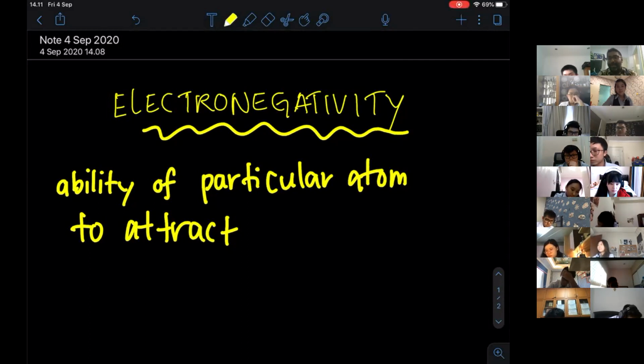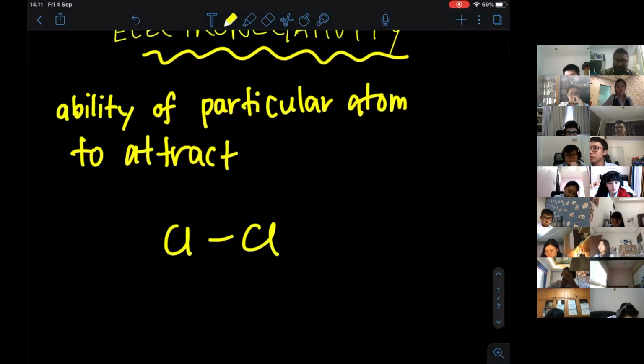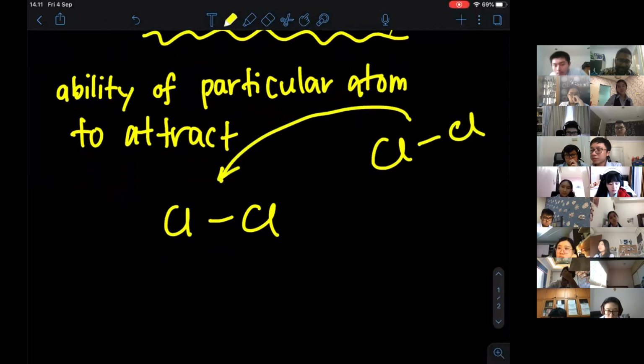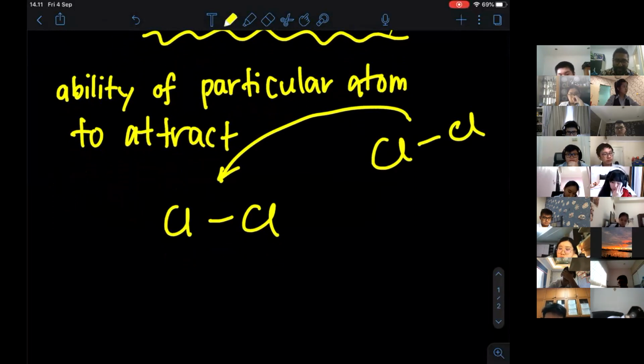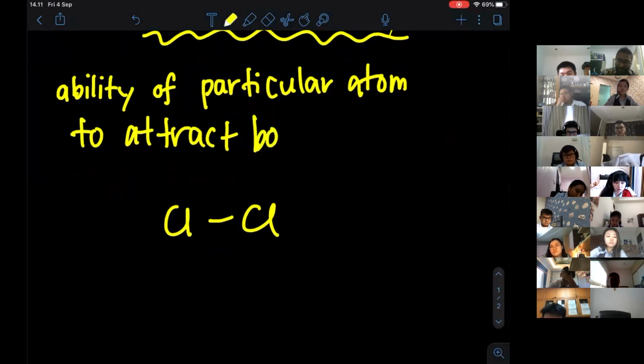Do remember, when we say electron from other atom, if you have Cl and Cl, is it the ability of the Cl to attract the electron from some other Cl or some other molecules? Or is it actually trying to attract within the molecule? That's very important. You need to take note of this. According to this definition, it is to attract the bonded pair of electrons, or covalently bonded electrons.